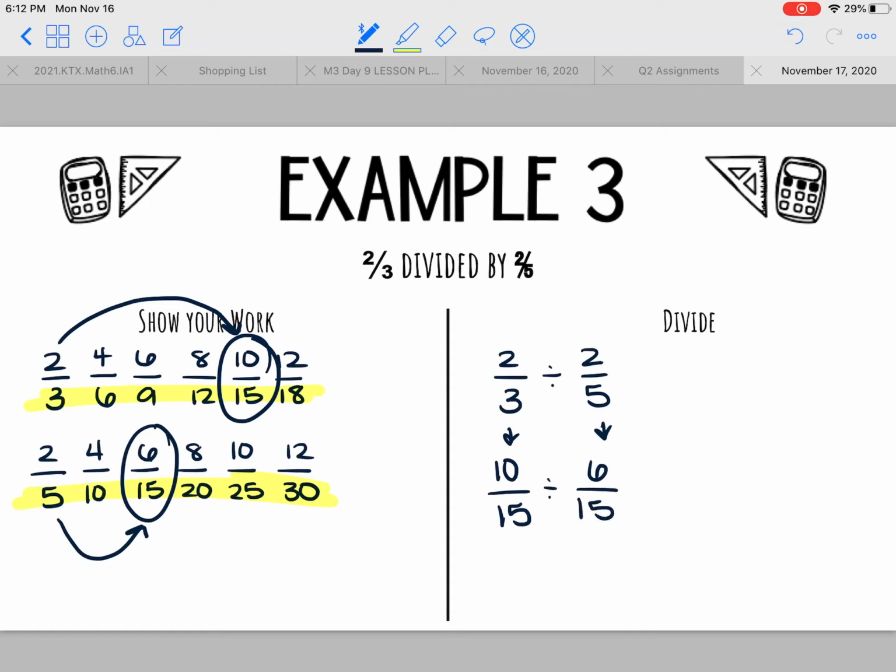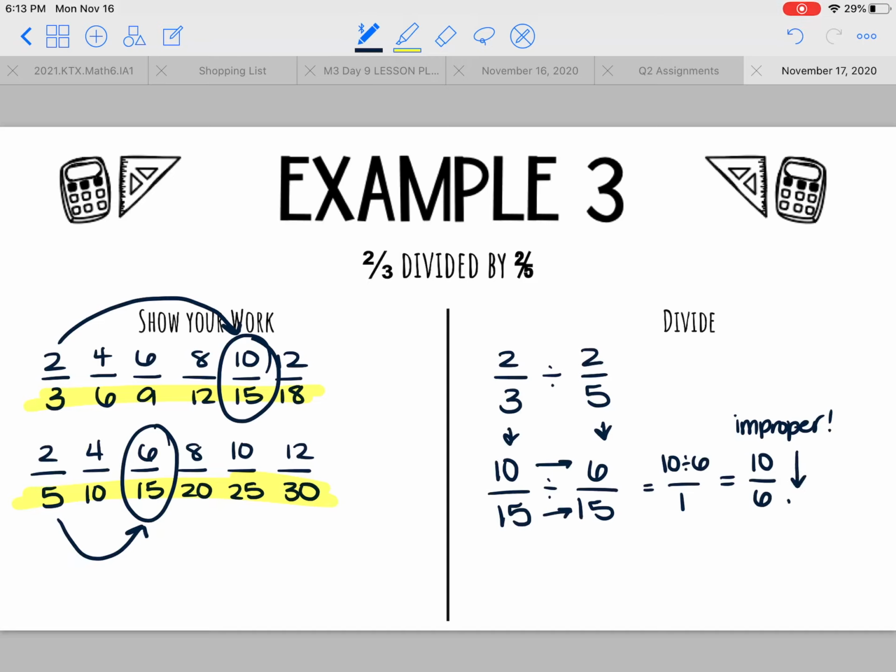And I'm going to go ahead and divide. So 15 divided by 15 is 1. And in the numerator, I just have 10 over 6, or 10 divided by 6. 10 divided by 6 just becomes 10 over 6. And since that is an improper fraction, we're going to go ahead and change it into a mixed number.